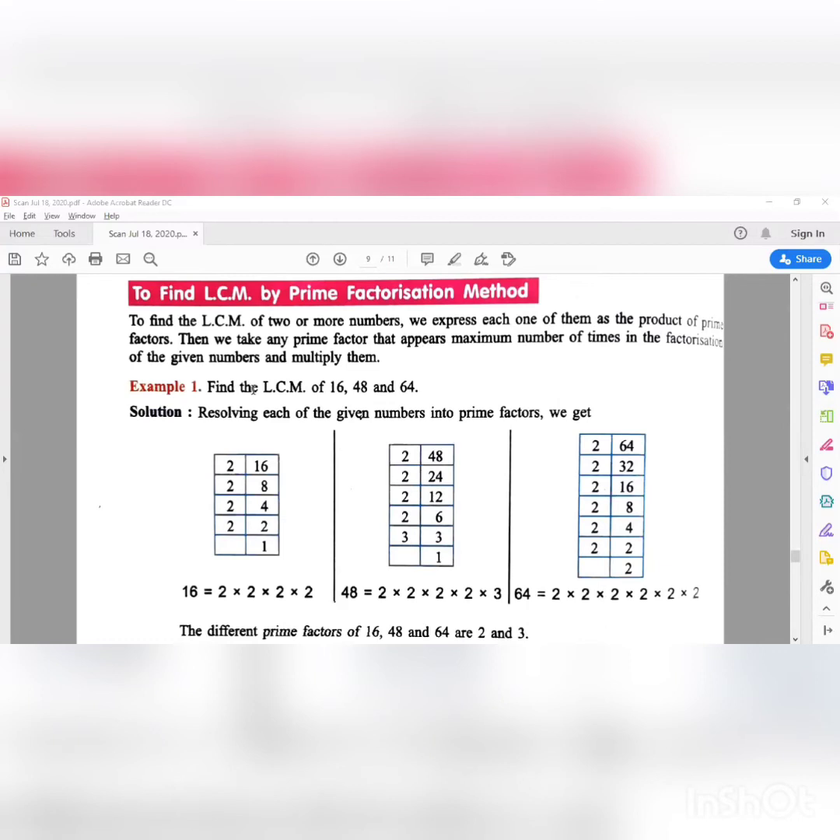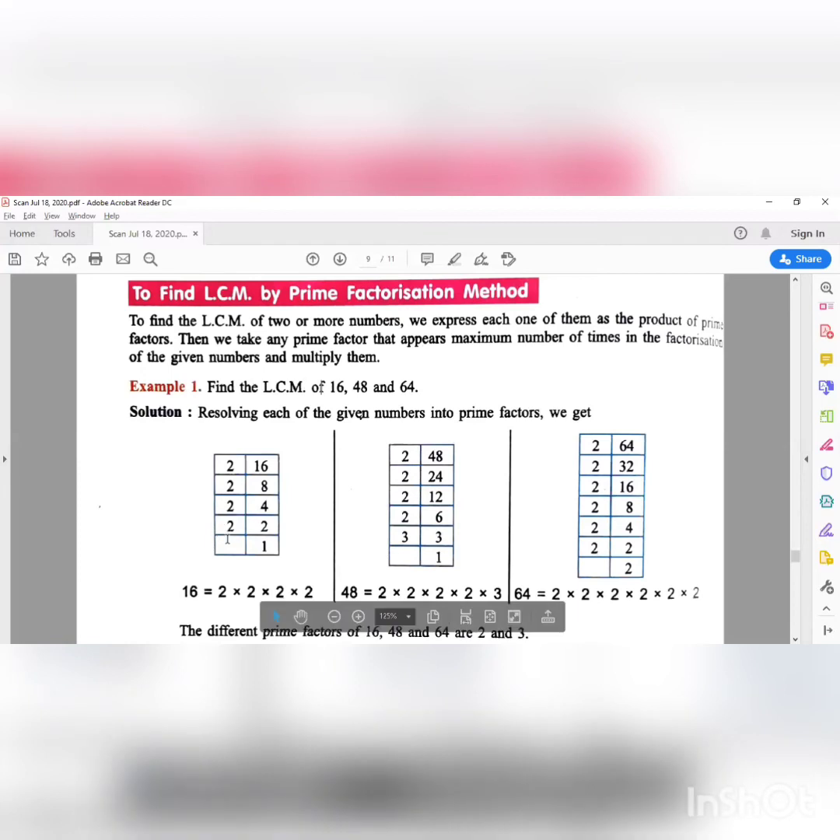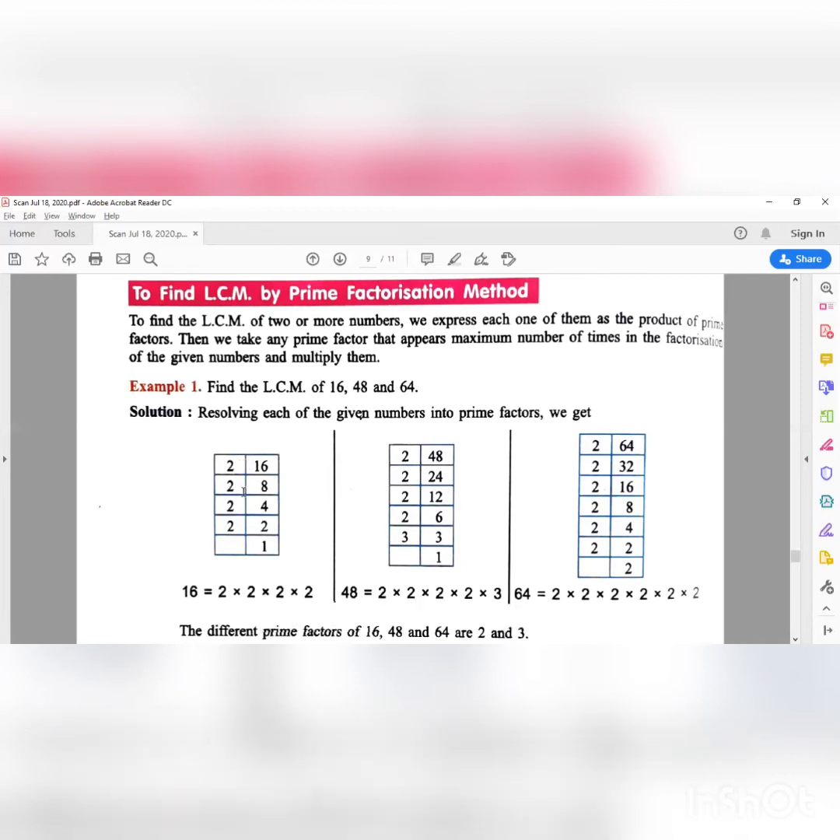Example 1 is find the LCM of 16, 48 and 64. So the first step, we have to express 16, 48 and 64 as the product of prime factors. So we have to express it separately. First let us deal with 16. 2 multiplied by 8 is equals to 16. Next 2 multiplied by 4 is equals to 8. Next 2 multiplied by 2 is equals to 4. Next 2 multiplied by 1 is equals to 2. So 16 can be expressed as 2 to the power 4, means 2 4 times.